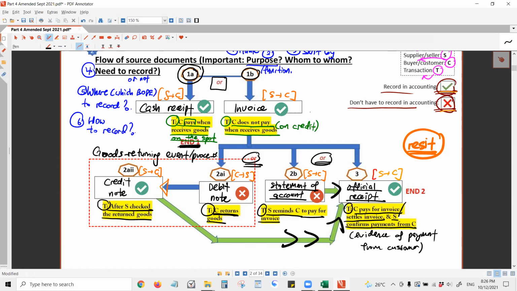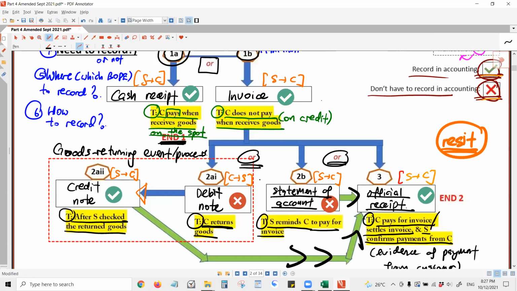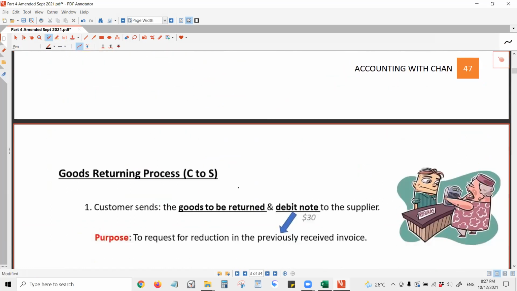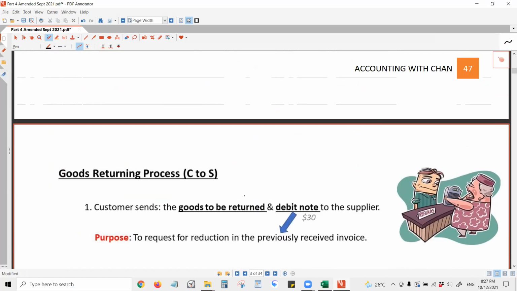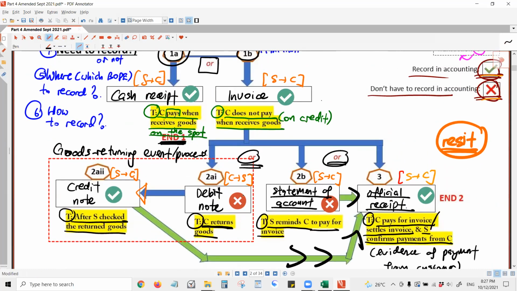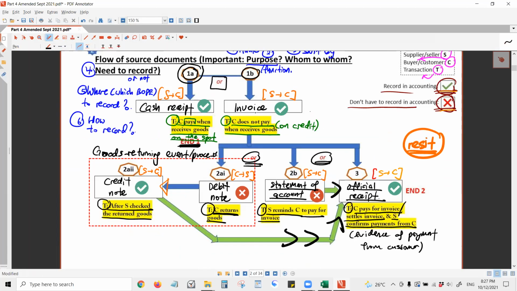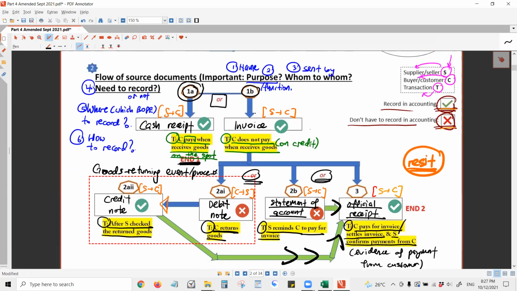So why don't we record debit note? Why don't we record statement of account? The debit note, I will explain later, because as I said, I will talk more about goods returning on the next page in detail. For statement of account, let me explain now. Why don't we record statement of account? Because it's just a reminder.